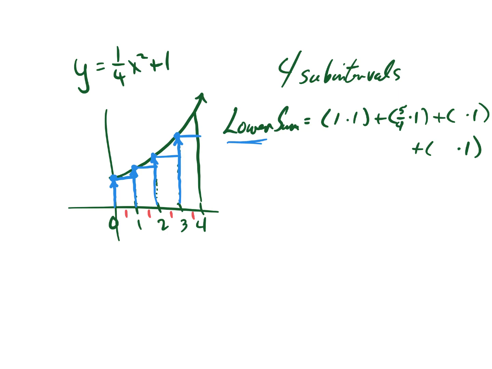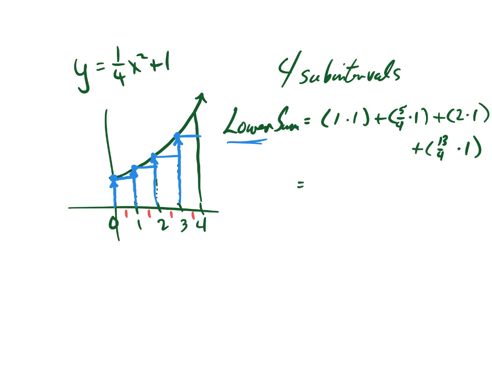For the third rectangle, we use the point to the left, which is x equals 2. And when we put in 2, 1/4 times 2 squared plus 1 is 2. And for the last rectangle, we use the point to the left, the shorter one, which belongs to x equals 3. So 1/4 times 3 squared plus 1 is 13/4.